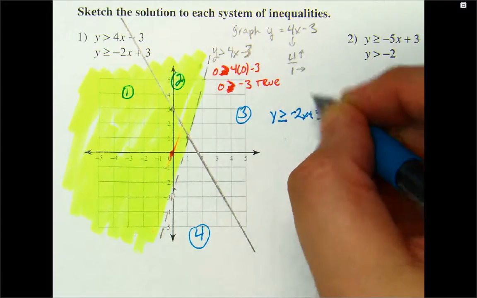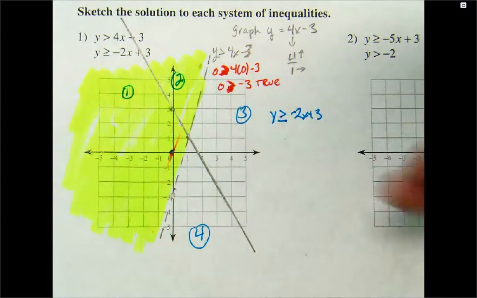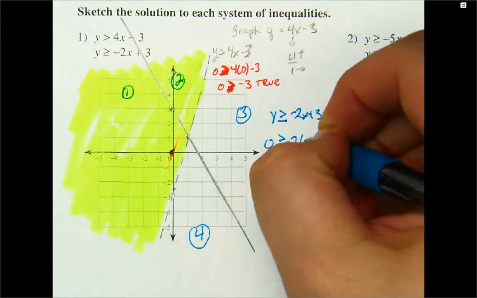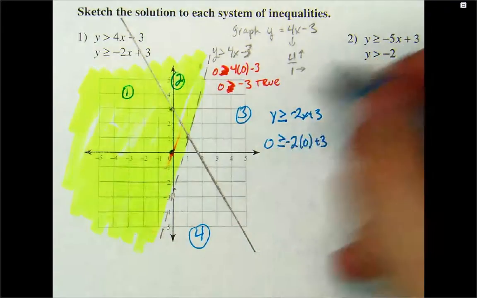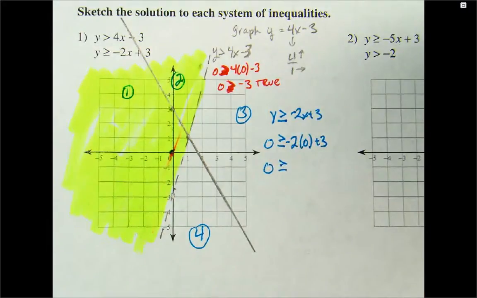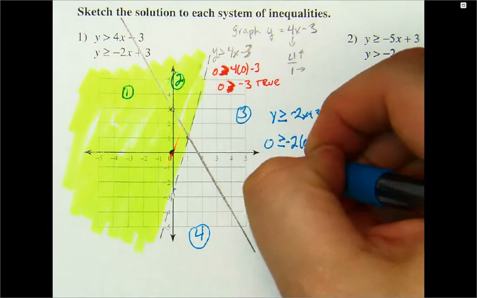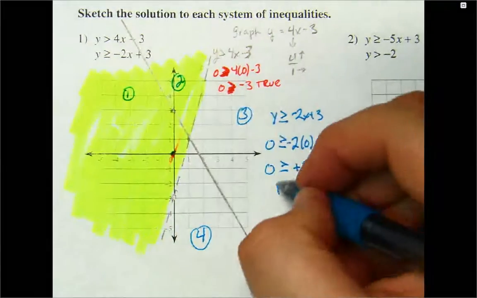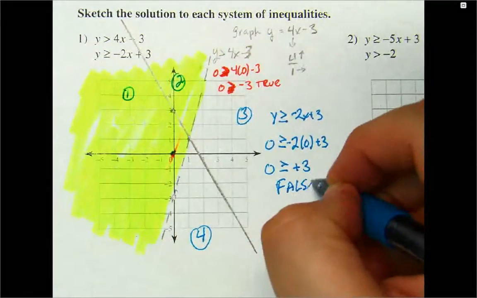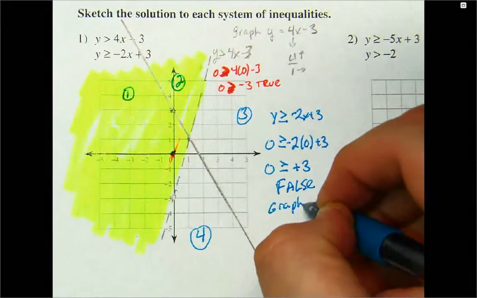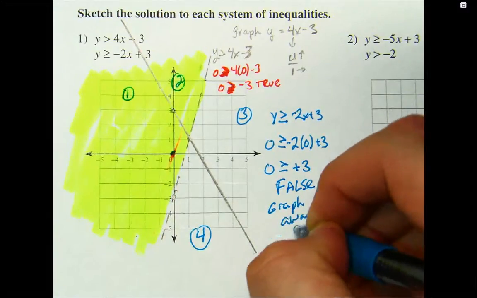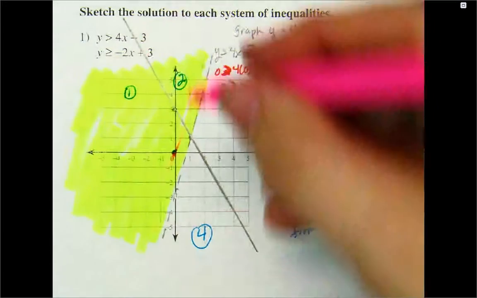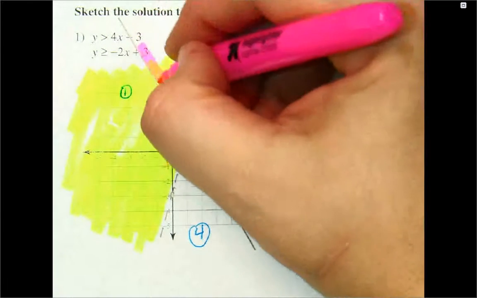I'm going to use my test point of 0, 0 again. So 0 is greater than or equal to negative 2 times 0 plus 3. So 0 is greater than or equal to positive 3. So is that true or false? Alright, so it's false. So I'm going to graph away from the test point. So I'm going to graph up here.